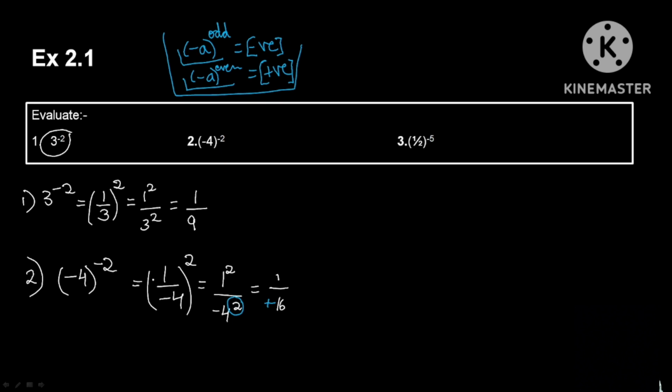Now let's move to the third one. 1 by 2 whole raised to the power of minus 5. We have to convert this minus 5 into positive 5. For that, we have to reciprocate the base, which is equal to 2 raised to the power of 5. That is equal to 32. Let's go to the next question.